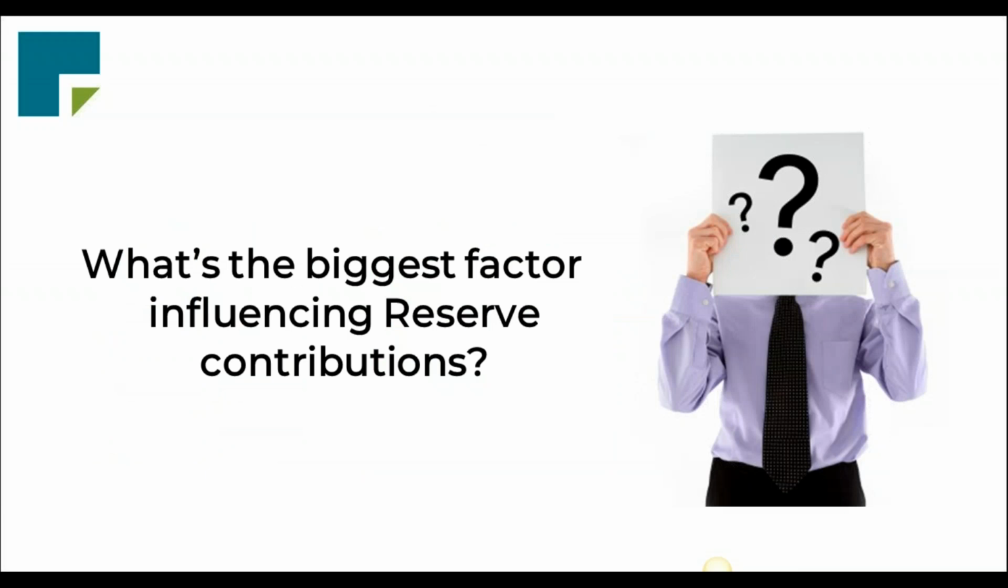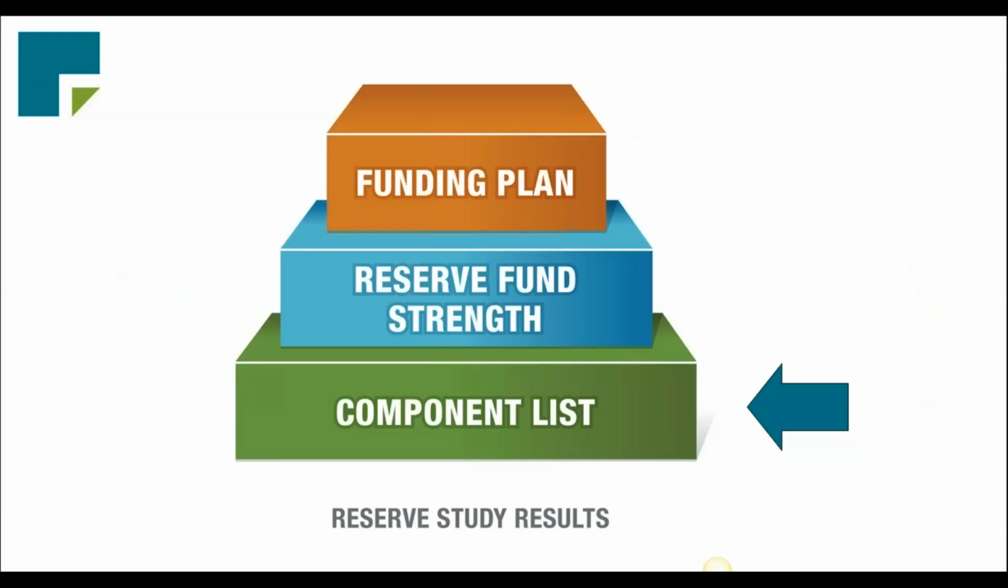Let's start with the biggest influence. What do you think is the biggest influence? The largest influence is the components at your association found in the component list. This is the list of projects an association needs to plan to accomplish. It comes from the variety and type of common area assets the community is responsible to maintain. All the rest of the reserve study is built on the foundation of this reserve component list.